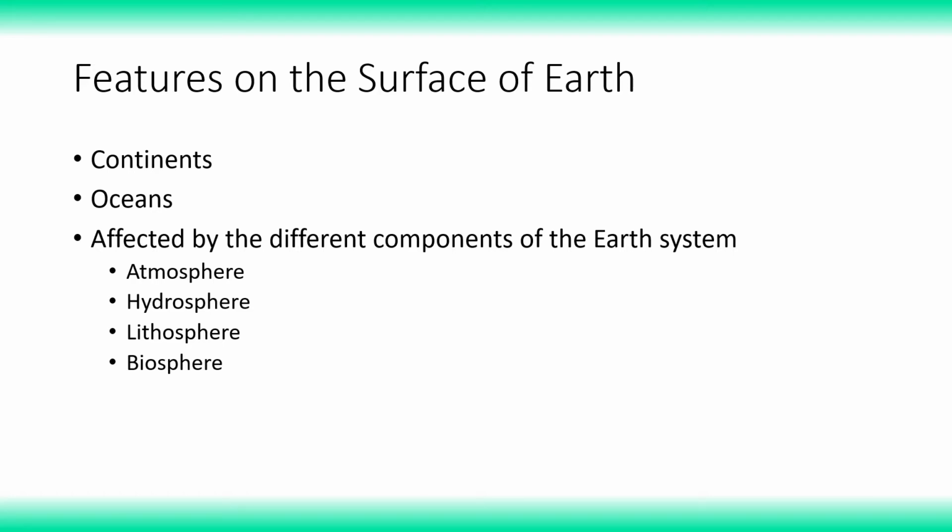The different continents of the planet are certainly a prominent feature, but there are plenty of differences between different parts of the different land masses. So, some places will have deserts, some places will have mountains, and we're going to talk about features like that and why they're important or why they exist.